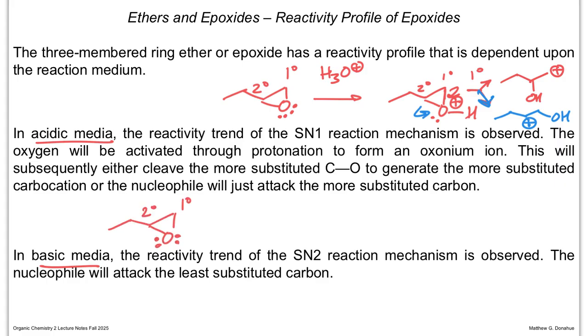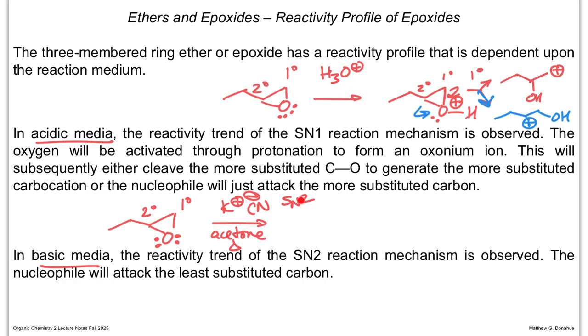If we took that same epoxide and now we were under a different set of conditions, say we had potassium cyanide with acetone and heat. Potassium cyanide is a strong nucleophile, so this is going to react through an SN2 mechanism. So cyanide is the nucleophile. One of these carbons is going to be the electrophile.